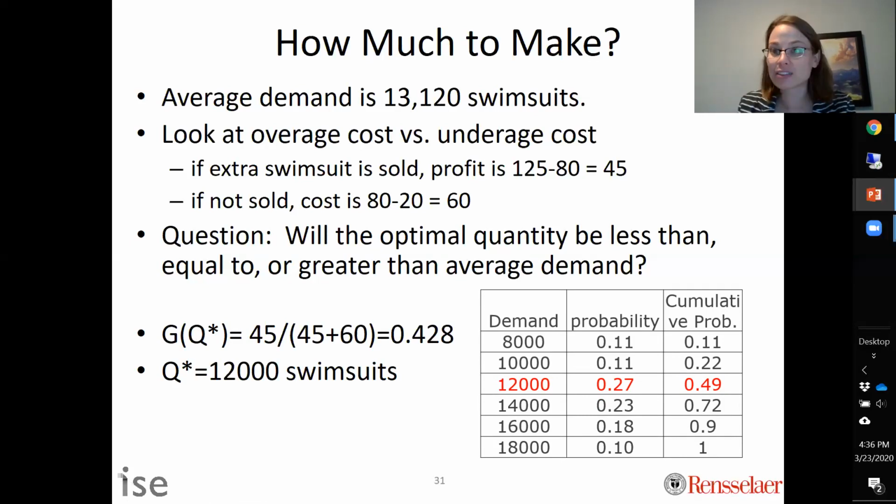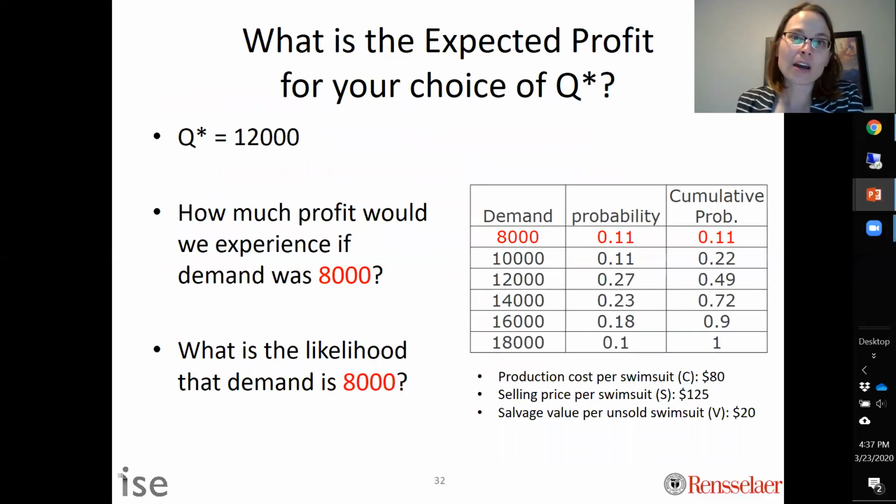We can do this with any distribution, but we also want to think about expected profit. I've been telling you, as long as you set Q star using the critical value, you will maximize expected profits. Let's now explore that. What is your expected profit for your choice of Q star? As a reminder, you have a discrete demand distribution. That's our demand probability. We also know our demand, that's the outcome, and then we know the probability and the cumulative probability.